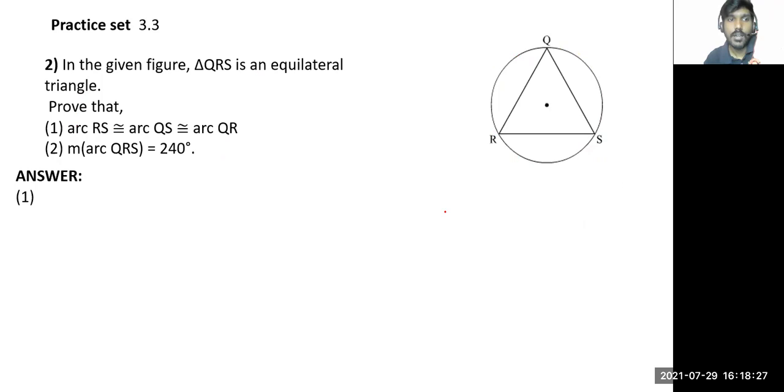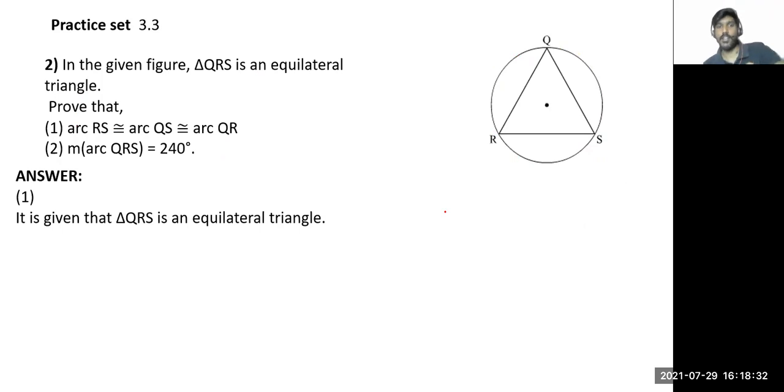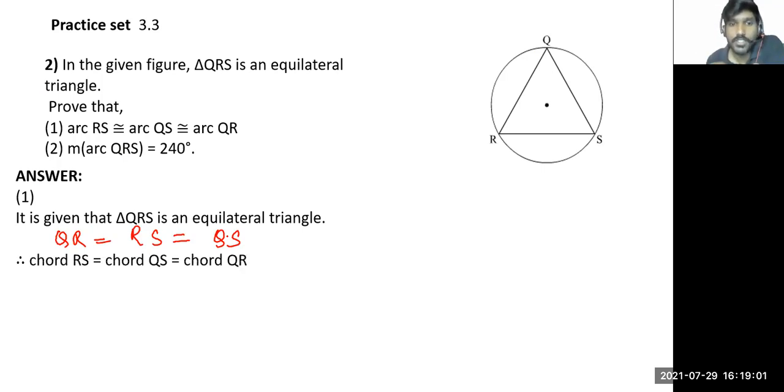Firstly, it is given that triangle QRS is an equilateral triangle. You should remember the property of an equilateral triangle: all of the sides are equal to each other. So side QR is equal to side RS and is equal to side QS. These sides are nothing but the chords of the circle, so we can write chord RS equal to chord QS equal to chord QR.